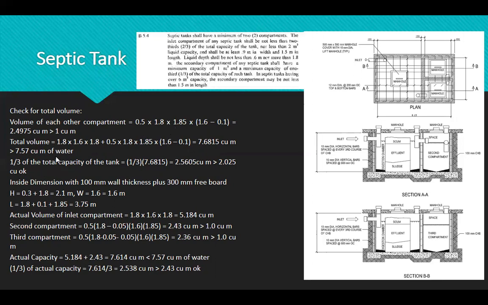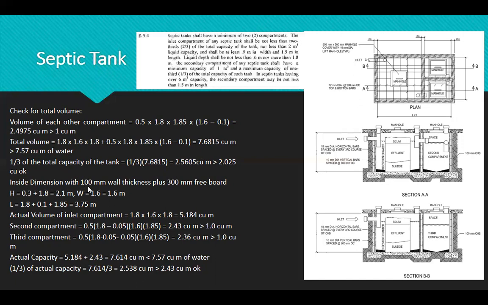So still, total volume is 1.8 times 1.6 times 1.8 first compartment plus 0.5 times 1.8 plus 1.85 times 1.6 minus 0.1 is 7.6815. So more than 7.57 cubic meter. And the 1/3 is 2.5605, greater than 2.2275. 1/3 ng 7.6815. Okay.